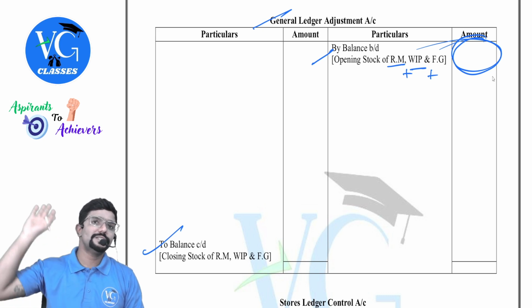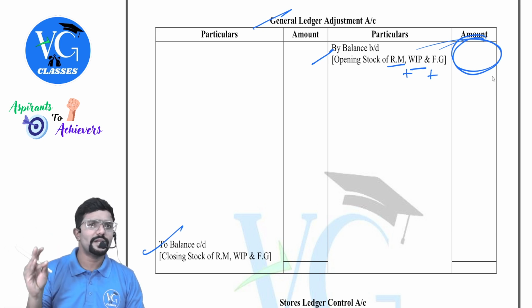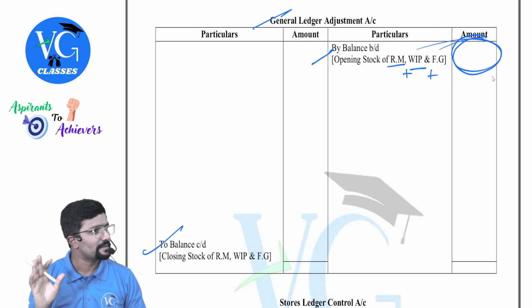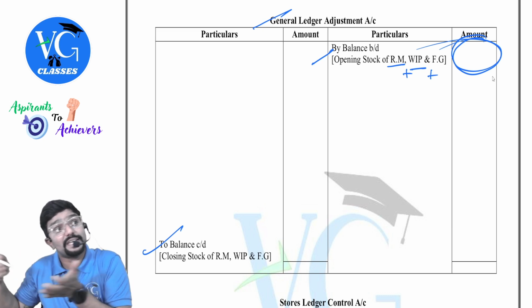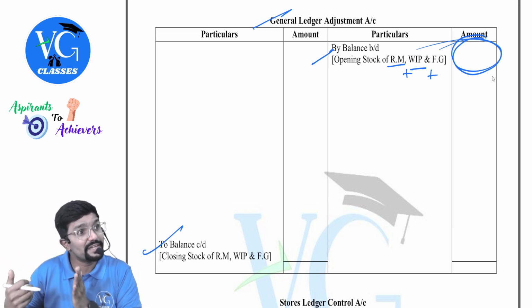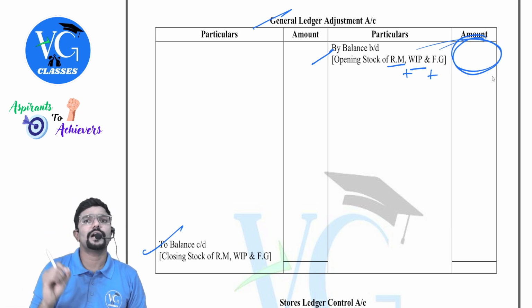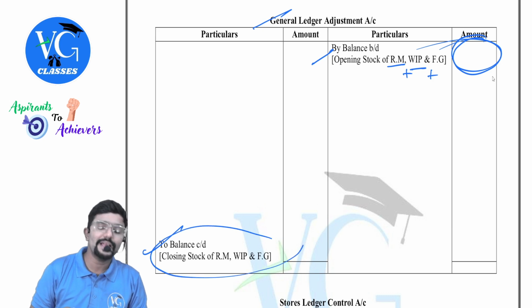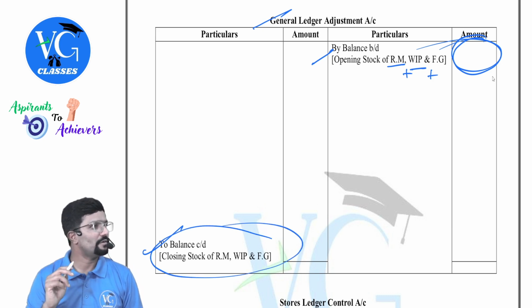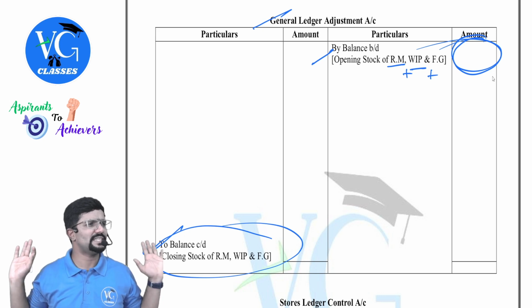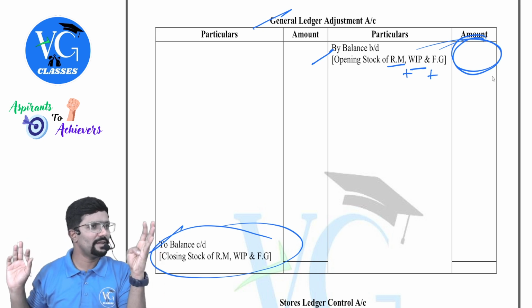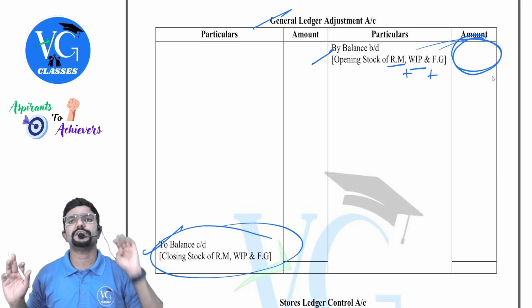Now, sir, closing balances. Closing balances of raw material, WIP and finished goods will also have a debit balance. But in that respective account, we will show it on the credit side, just to balance the account. Same thing here, we have to show it on the debit side. Opposite side, but an aggregate figure: raw material, WIP plus finished goods.